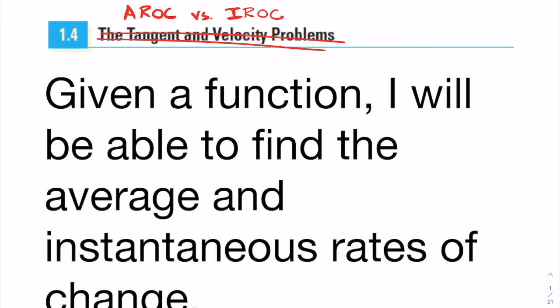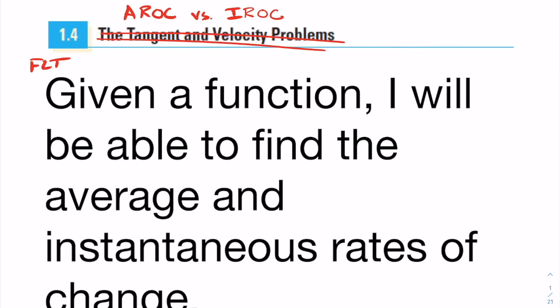We're wrapping up this unit here, and this will show you guys what limits really do and how it connects into the next big idea here. But go ahead and jot down this section here, 1.4, AROC versus IROC. I'll talk about that in a second. And here's our FLT. Go ahead and pause and play whenever you're ready, okay?